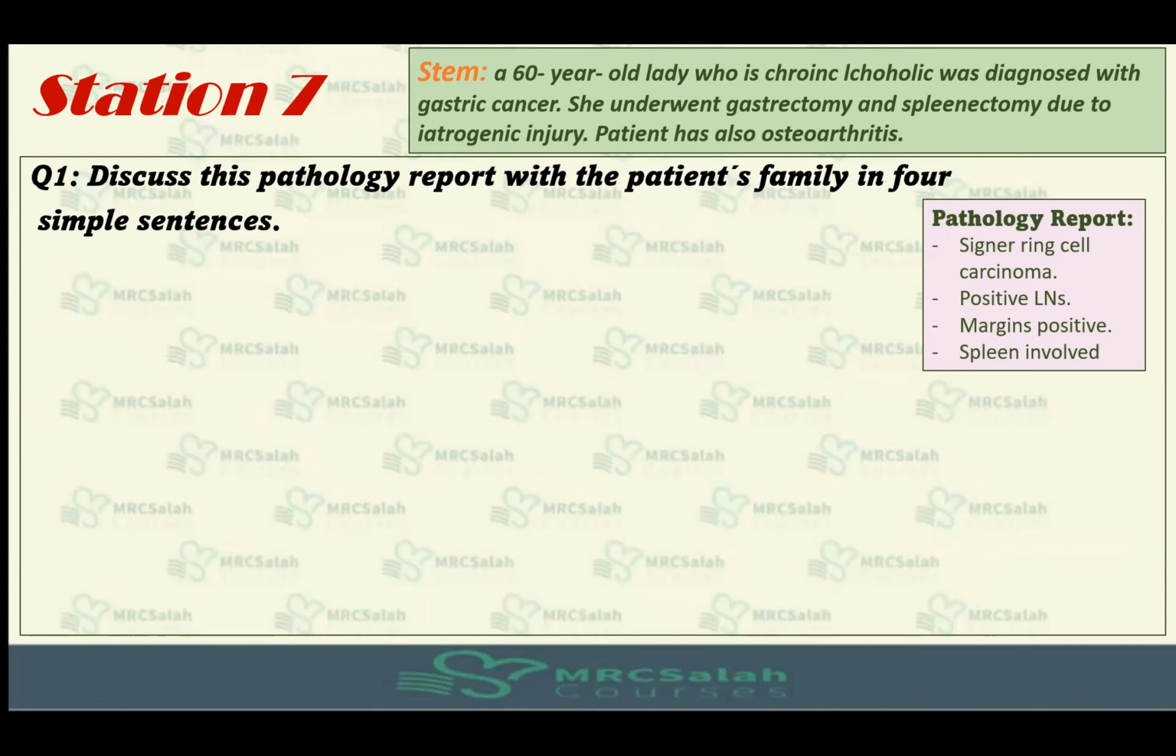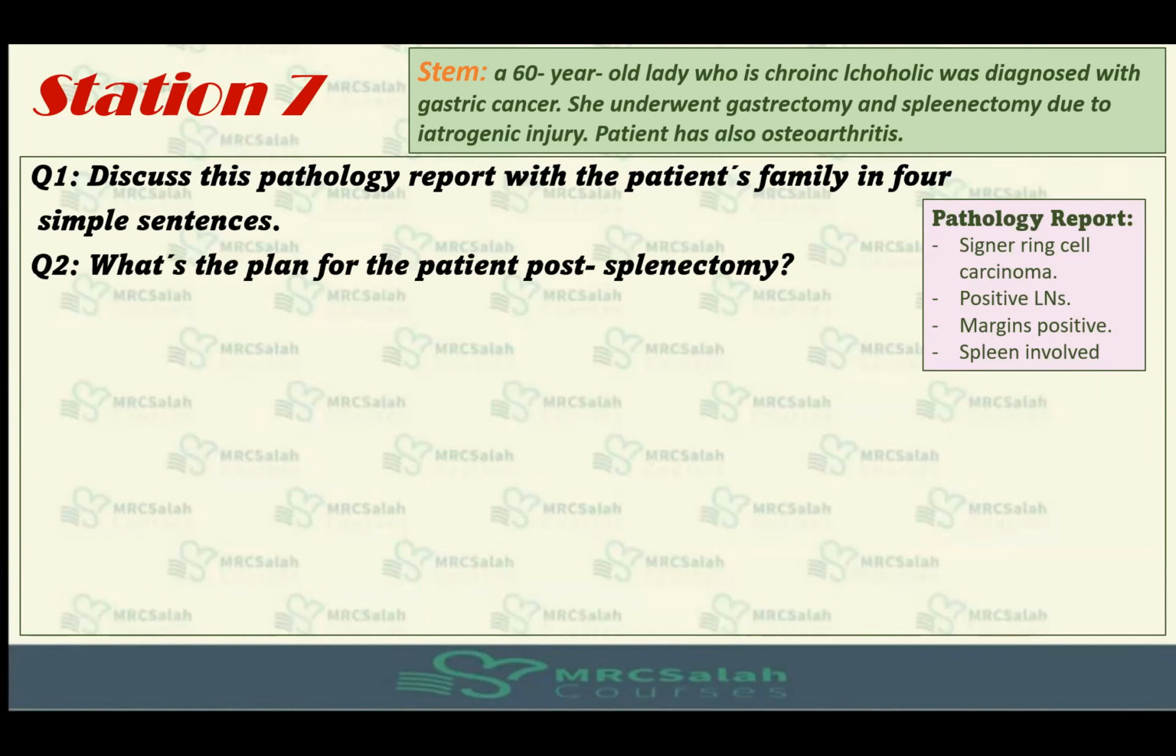So this is cancer of the stomach. It has not been completely removed. This is incomplete resection, and there is a high chance that the tumor will come back again, and we will need to do further surgery and may give the patient chemotherapy. Okay. Great. So what's the plan for the patient post splenectomy?